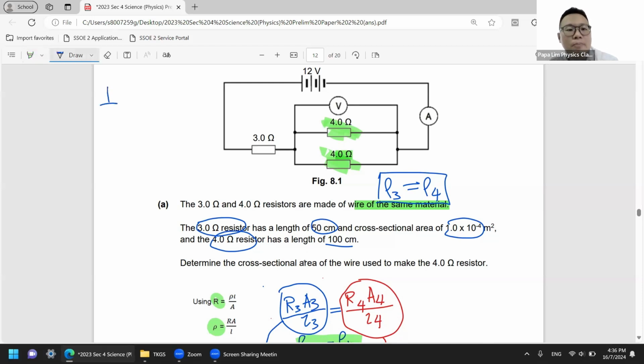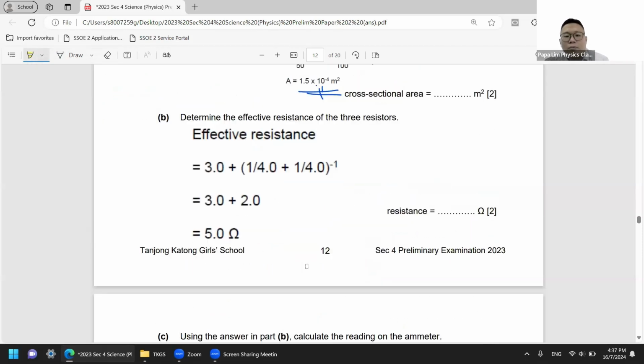Remember, for parallel resistors, it will be R parallel, we go to 1 over R1 plus 1 over R2. Okay, so this is the first formula I use to sum up the parallel resistors. Then what I do is I will add my 3 ohm, because the parallel resistance will actually be in series with my 3 ohm resistor. So that's why I'll add them together. Okay, so that's how I get the formula here. So eventually the answer will be 5 ohms.